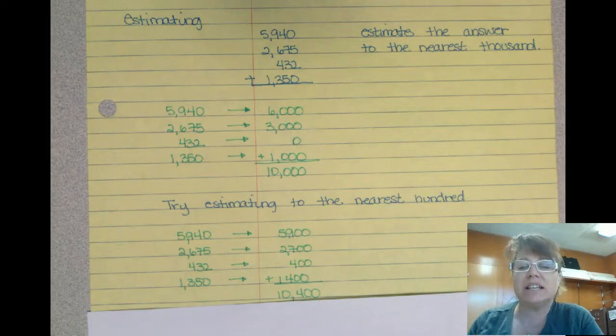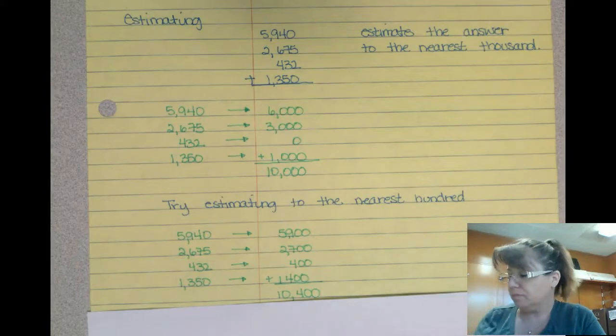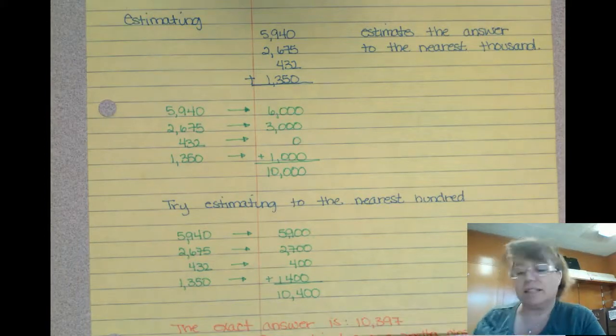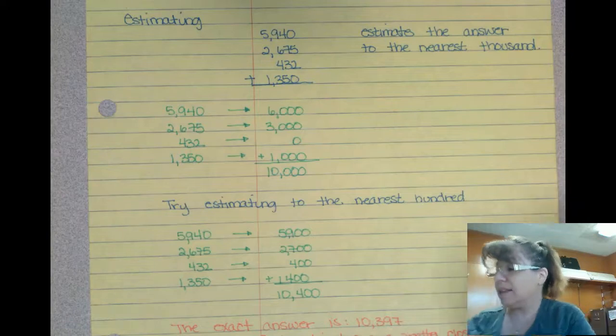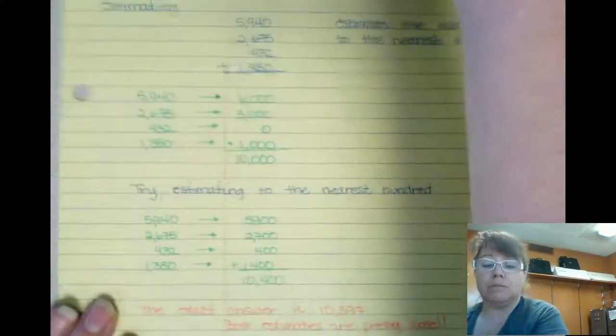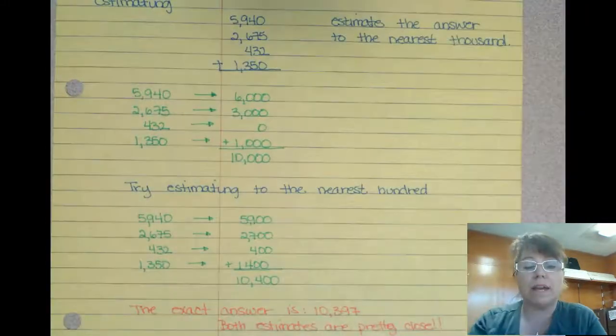Now here's the interesting thing. How good were our estimates? The exact answer is 10,397. I think our estimates were pretty darn close, especially just by estimating to the nearest hundred. We were only 3 off. So I would say they're pretty good, both of them. They're pretty close to the true answer.